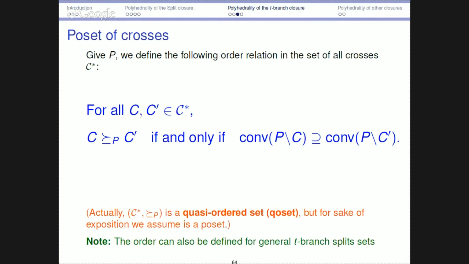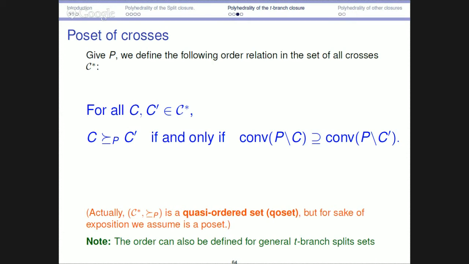So the first thing is that given two crosses, we'll say that one cross is greater or equal than the other if and only if this convex hull contains the other convex hull, meaning that this C prime cross C prime is better if and only if it gives you better cuts. So this is the order we'll have here that you can define for crosses or for any other T-branch split set. So this will be the order.